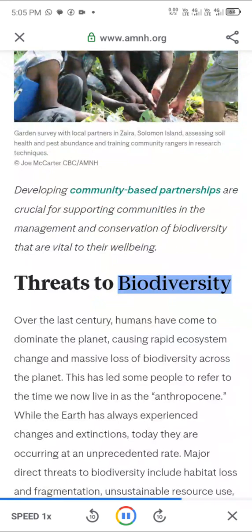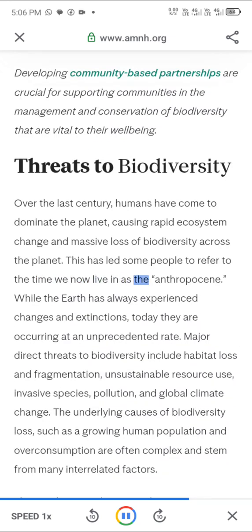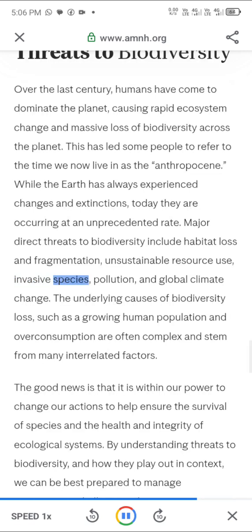Threats to biodiversity. Over the last century, humans have come to dominate the planet, causing rapid ecosystem change and massive loss of biodiversity across the planet. This has led some people to refer to the time we now live in as the Anthropocene. While the Earth has always experienced changes and extinctions, today they are occurring at an unprecedented rate. Major direct threats to biodiversity include habitat loss and fragmentation, unsustainable resource use, invasive species, pollution, and global climate change.